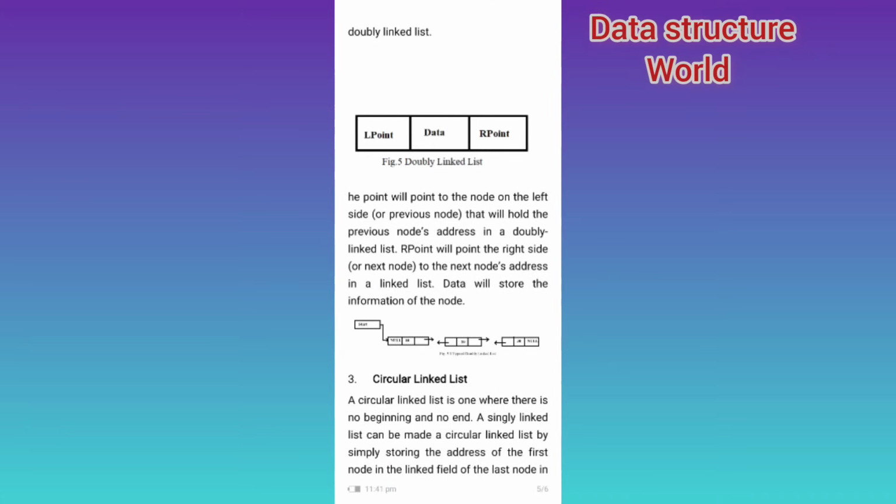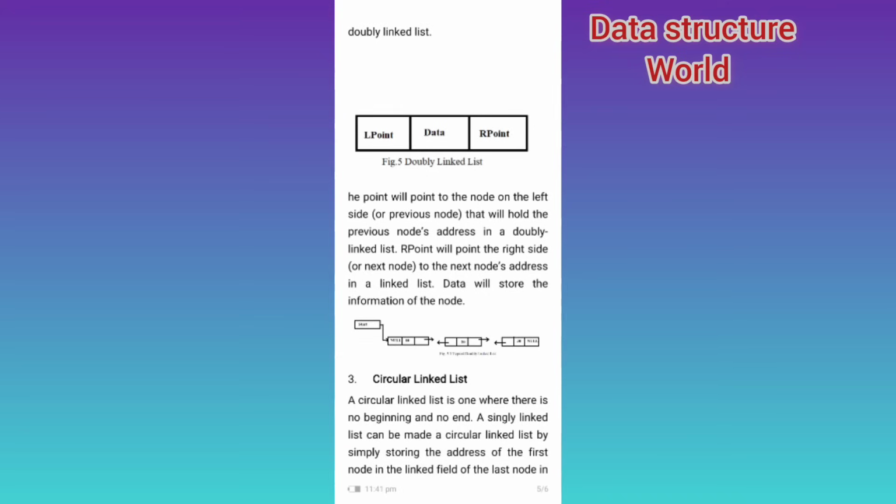Left pointer, data, right pointer, and in between we have data. The right pointer will point to the next node. The left pointer will point to the node on the left side, the previous side, and will hold the previous node address in the doubly linked list. The right pointer will point to the right side, the next node, holding the next node address in the linked list.